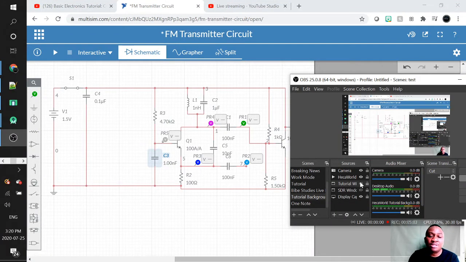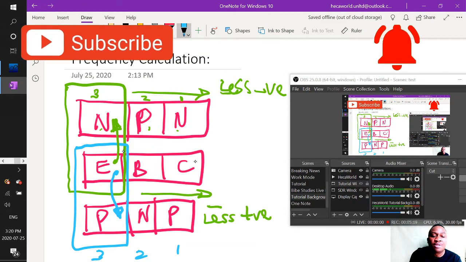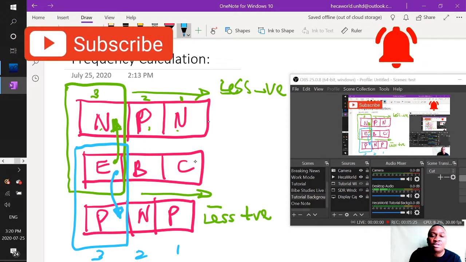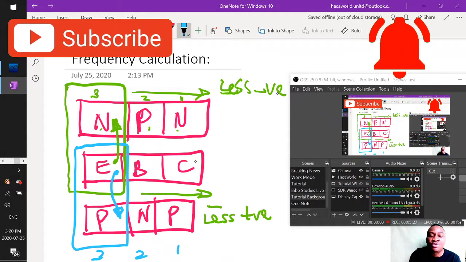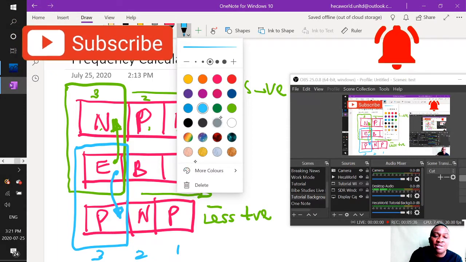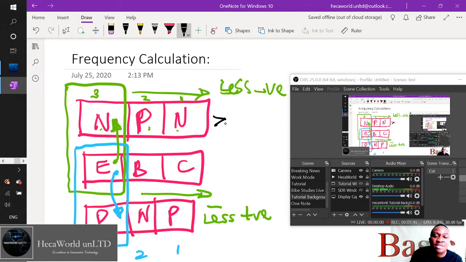So for the NPN transistor, let's hide these other displays, and we're going to show the OneNote one more time. Here, for the NPN transistor, the emitter is the most negative. The base is positive with respect to the emitter. So this is less negative. In other words, it's increasing in positivity. Less negative, or we can just use the words more positive. Let's use a neutral marker here so we don't have to change it all the time. So this is increasing positivity, more positive.